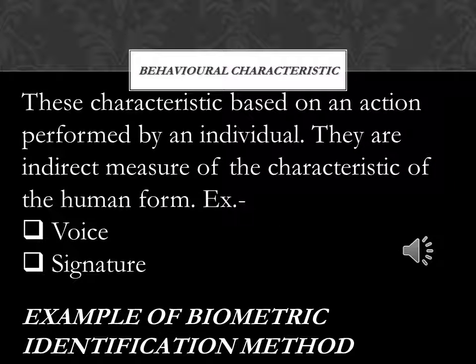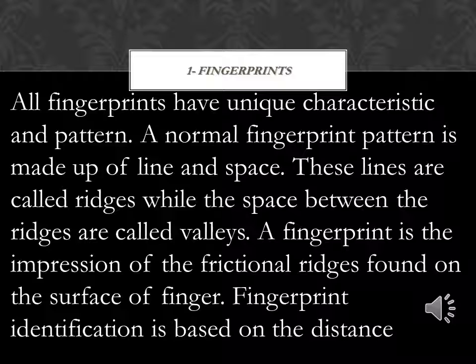Behavioral characteristics. These characteristics are based on an action performed by an individual. They are an indirect measurement of the characteristics of the human form. Examples: voice, signature.